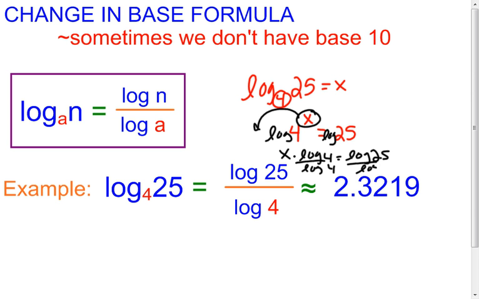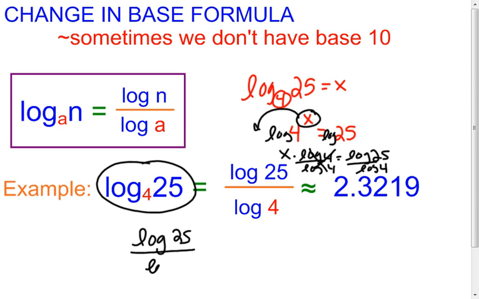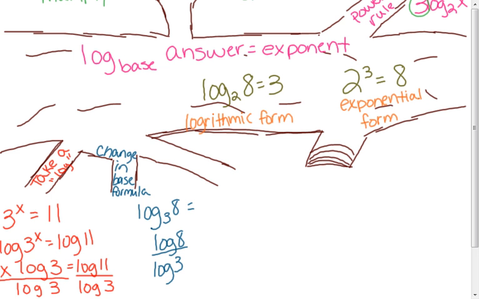That's where I get the change in base formula. Okay? So the change in base formula, instead of doing all of that algebraically, when you see something like this, the shortcut would be to use this change in base formula and just simply take the log of 25 divided by the log of 4. Okay? If you need to see it algebraically and understand why, then you can, but there you go. And you can add that change in base formula to your log sheet.